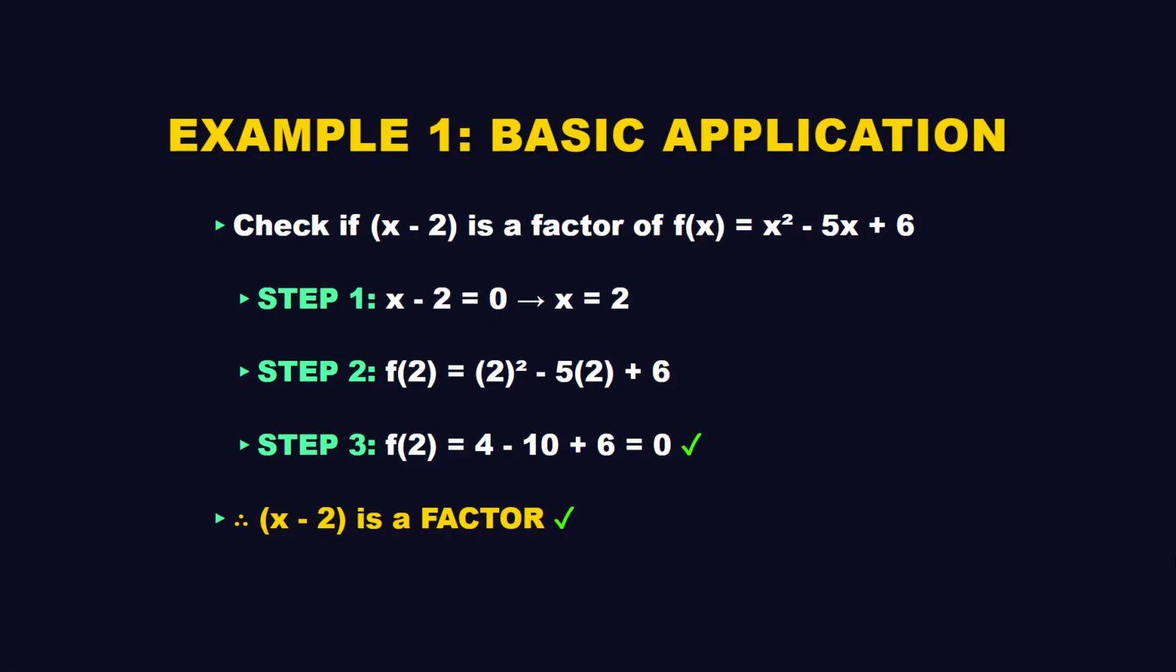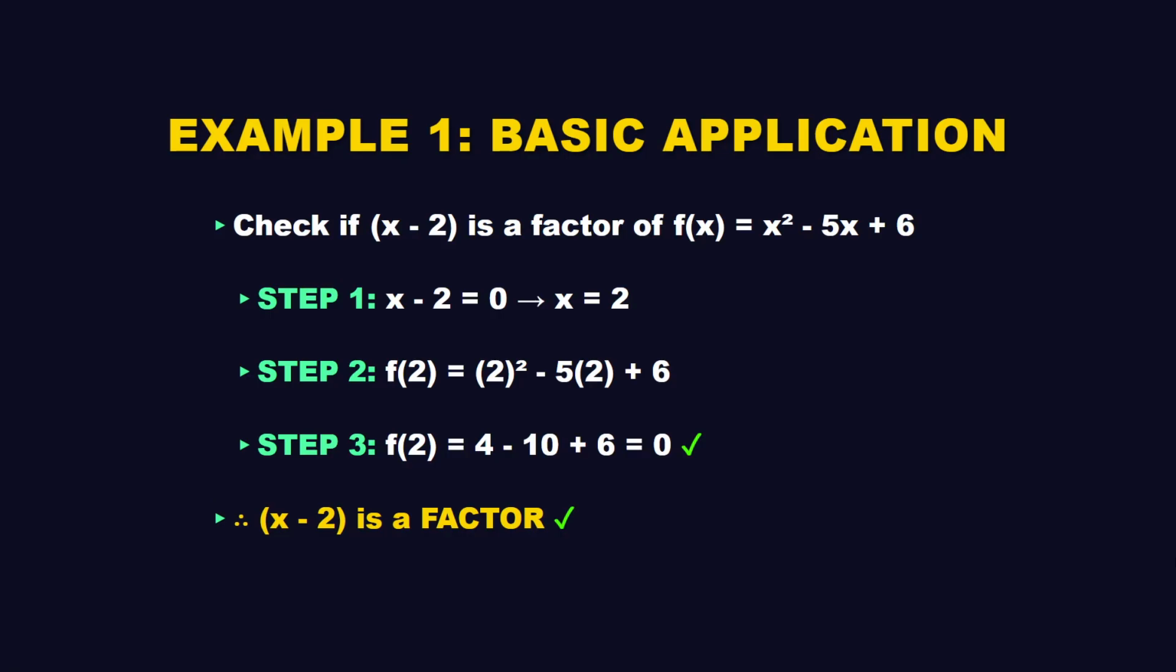Why did I say completely divides f of x? Because there is no remainder left when x minus 2 divides f of x. When there is no remainder left, when the remainder f of a equals 0, then I can say that x minus 2 is a factor of f of x.